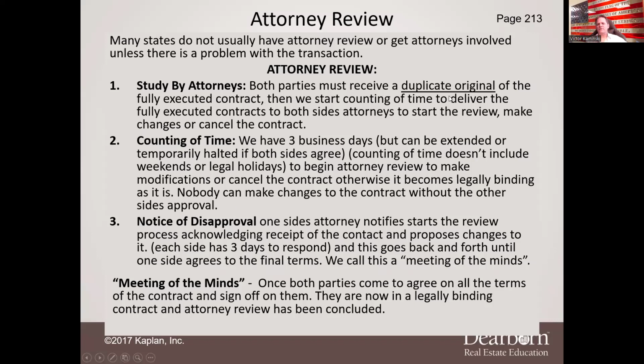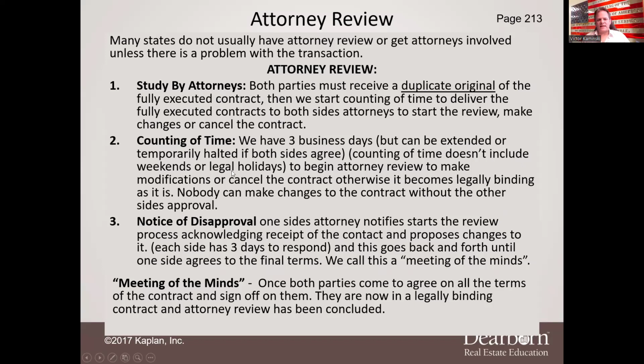So how does attorney review work? Well, after the contract is signed by both parties, we have 3 business days to get the contract to the attorneys and start the attorney review process. Otherwise, the contract becomes legally binding as it is, and nobody can make changes unless everybody agrees to those changes.